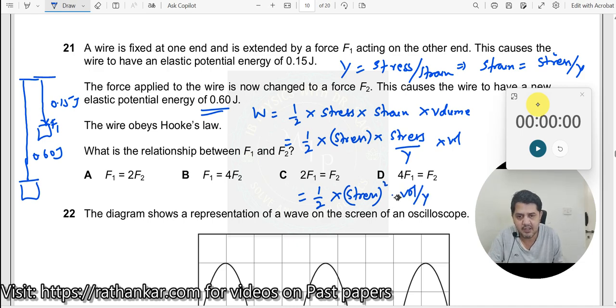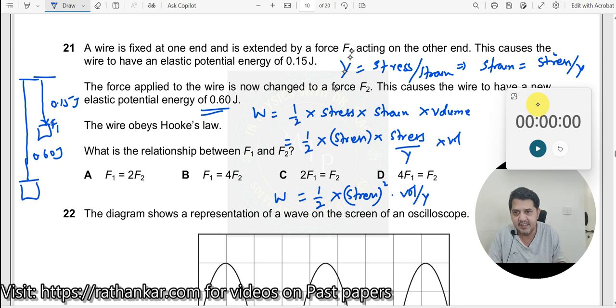See, the volume of the wire remains a constant. By extending something, you are not increasing the volume. Length increases, area decreases, right? That's where you study about Poisson's ratio. Young's modulus, same material, doesn't change over here. It was Hooke's law. So therefore, work done is proportional to stress squared.